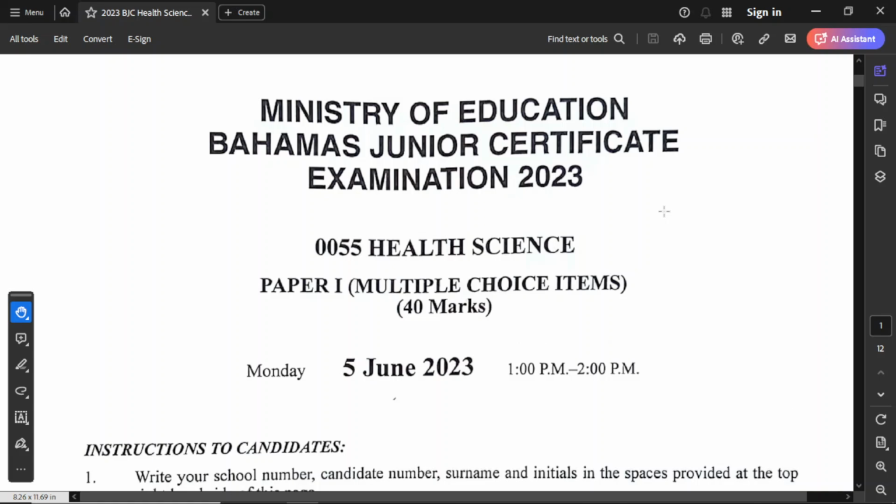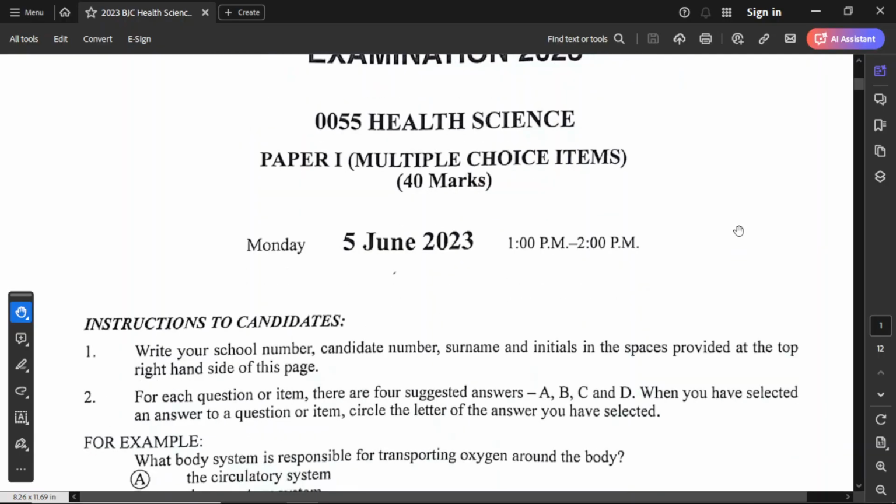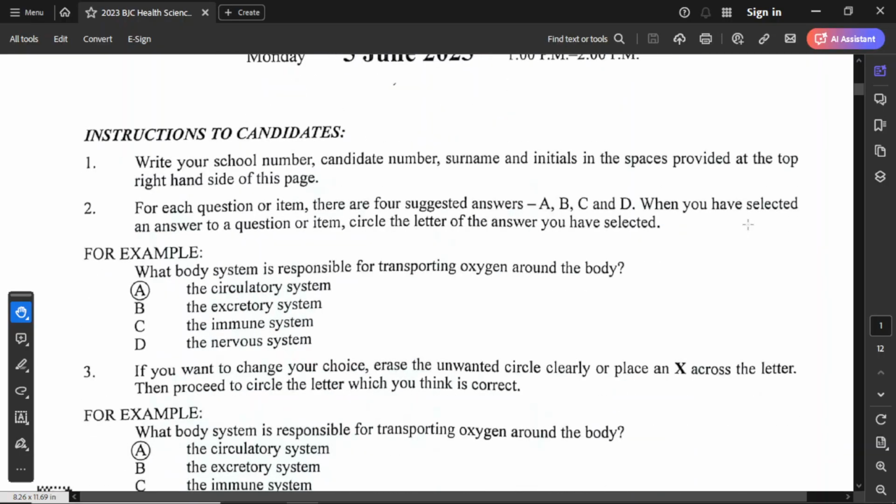Now, today we're looking at this past paper for Health Science 2023, paper 1. Please remember, if you start the examination, you should write your school number, your candidate number, your name, and also initials, as well as your surname. Please also ensure that you read through the instructions carefully. And if you should have any questions or queries, please talk to your examiner.